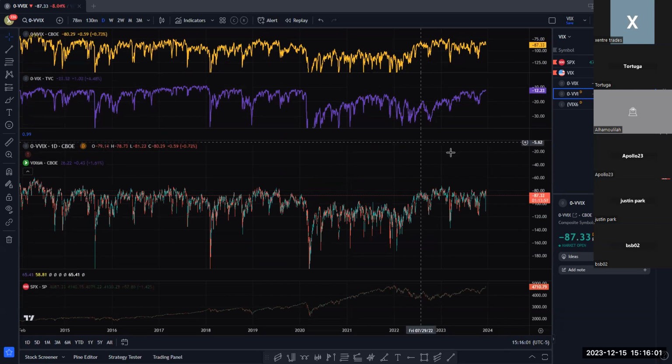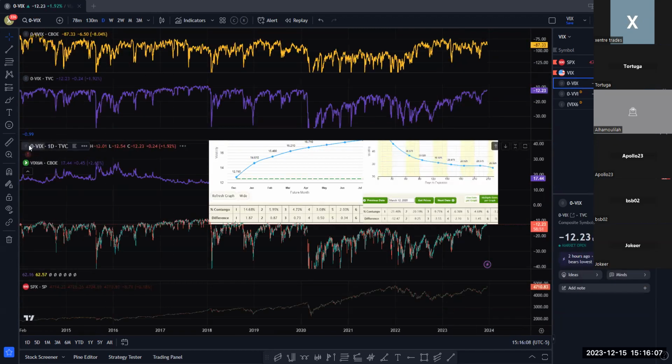So I took the inverse of VVIX and the inverse of VIX, usually because this flips the chart upside down. Because SPY and VIX are inverse, when you flip one of them, if VIX goes down, SPY also goes down, so you don't have to keep flipping there.